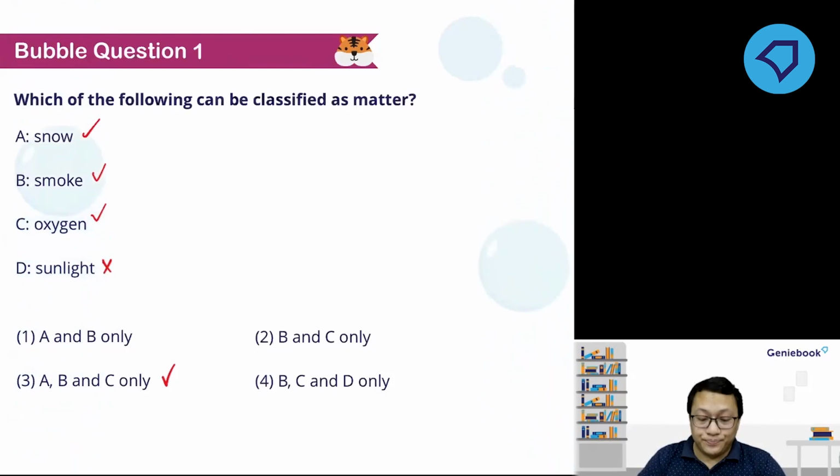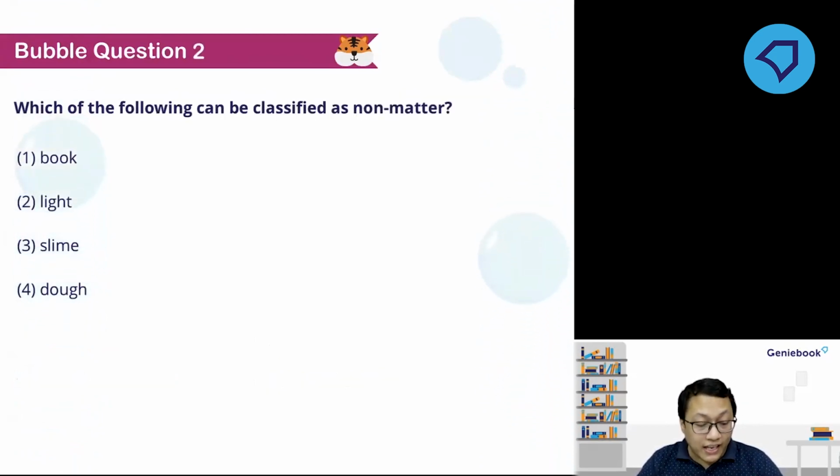No, I guess. Moving on to the second one: which of the following can be classified as non-matter? Light does not occupy space, and light doesn't have mass either. So that's why the answer is number 2.